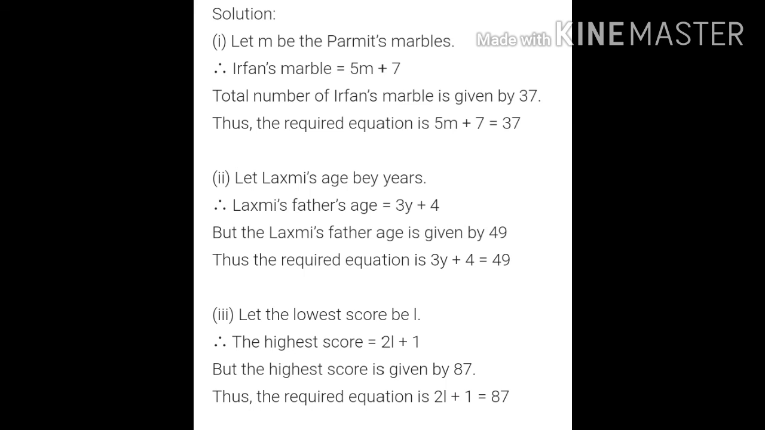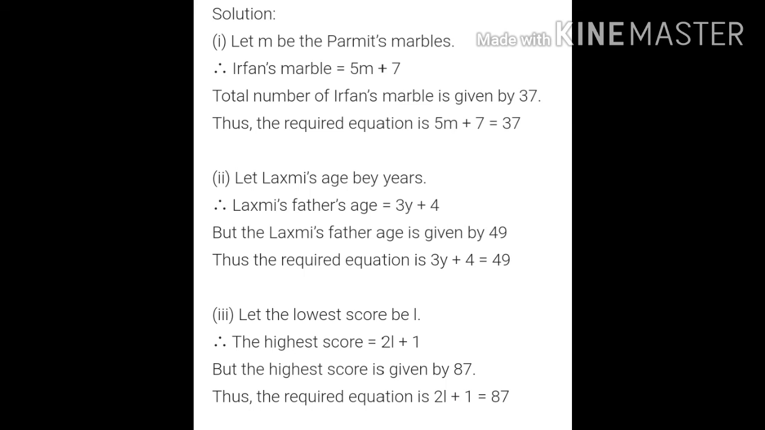In the second part, Lakshmi's father is 49 years old. He is 4 years older than 3 times Lakshmi's age. Take Lakshmi's age to be y years. So let Lakshmi's age be y years. Lakshmi's father's age is equal to 3y plus 4. But Lakshmi's father's age is given as 49. So the required equation is 3y plus 4 is equal to 49.